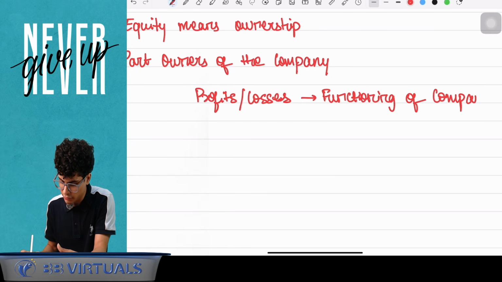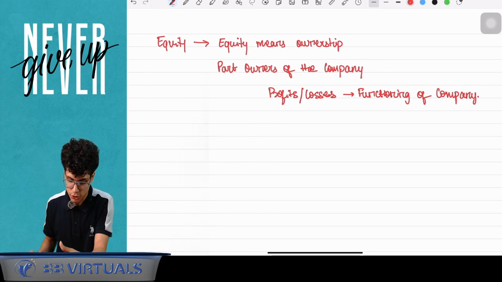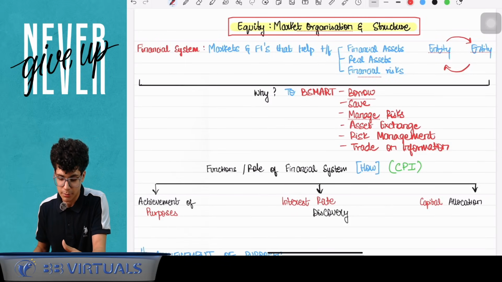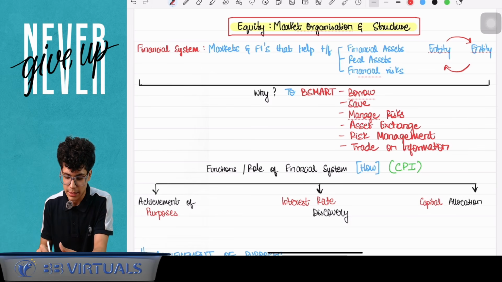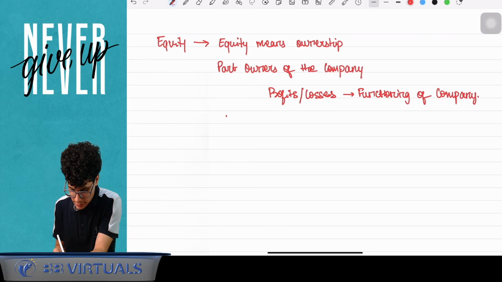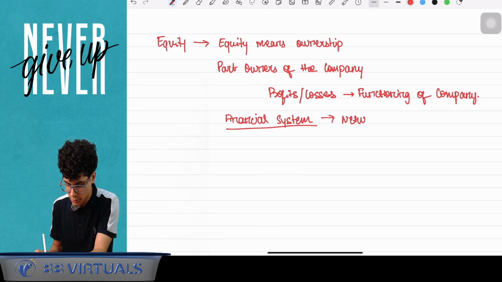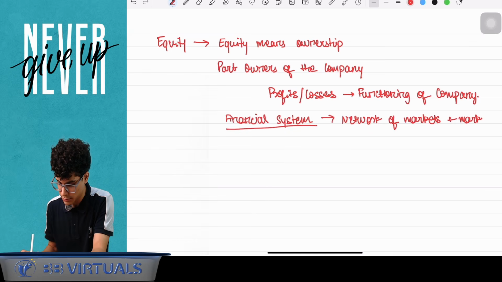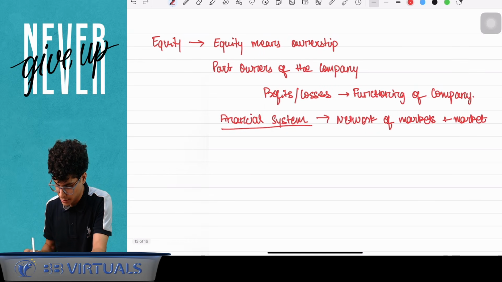Okay, sir. So now we have understood what equity is all about. So now coming back, what is equity market? What is equity market organization and structure? So before understanding equity markets and how it is structured, a very important concept is that of a financial system. So what do you mean by a financial system? A financial system is a network of markets and market participants.